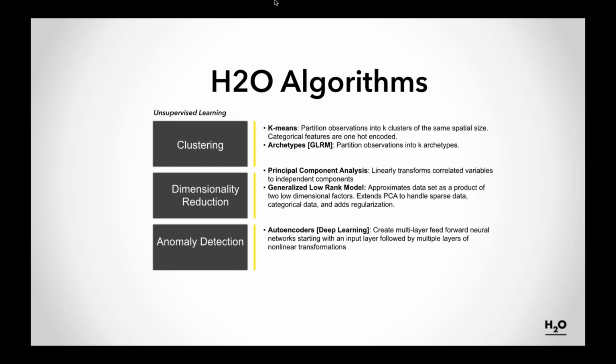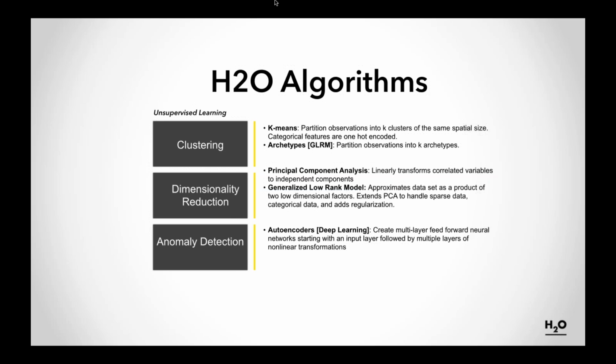Then for the unsupervised learning methods, this is typically clustering, doing dimensionality reduction on a data set, or detecting anomalies. These are things where you don't have a targeted or response column to predict for. You just want to gain insight on the overall data set. And for clustering, we have k-means, or for dimensionality reduction, we have PCA, principal component analysis.